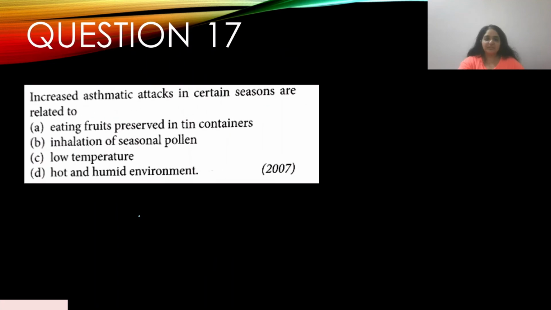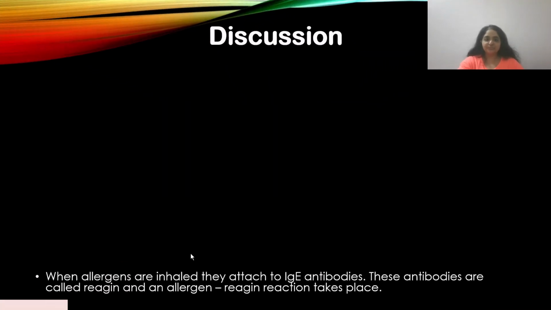Question 17. Increased asthmatic attacks in certain seasons are related to, this appeared in 2007. A, eating fruits preserved in tin containers. B, inhalation of seasonal pollen, yes. C, low temperature, no. D, hot and humid temperature, no. So the answer is B. Okay, let's do the discussion.